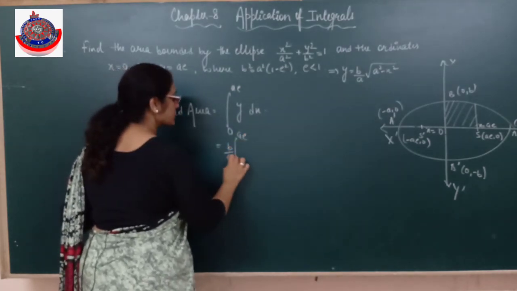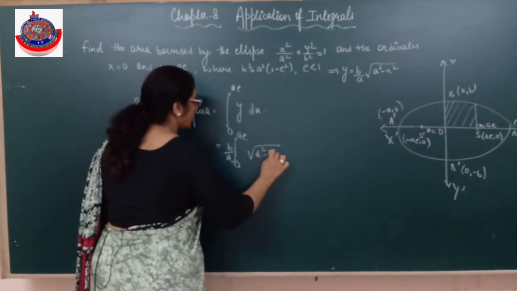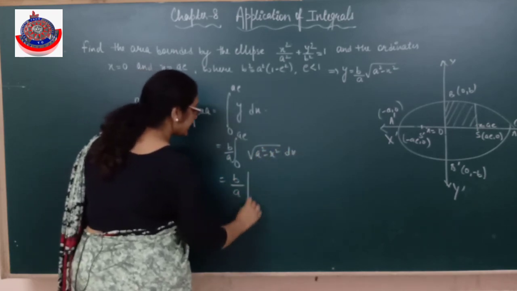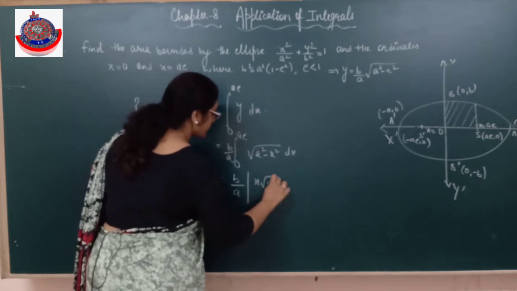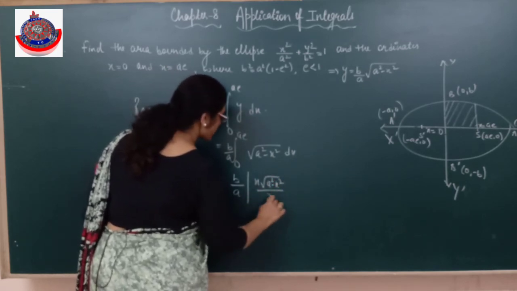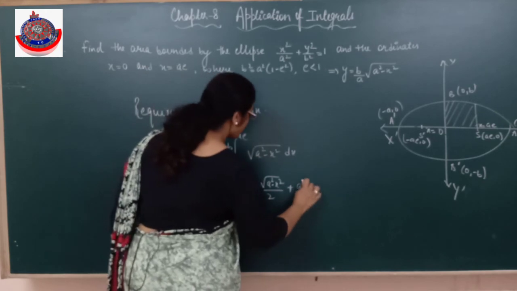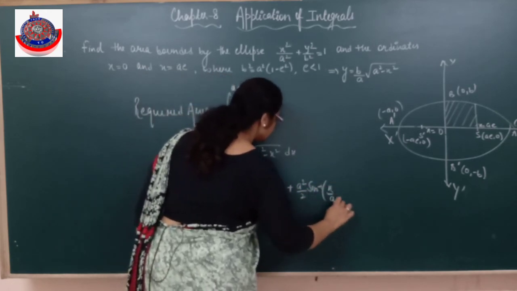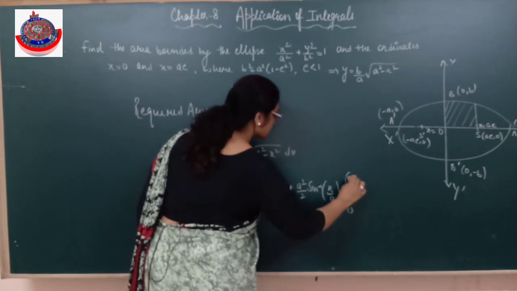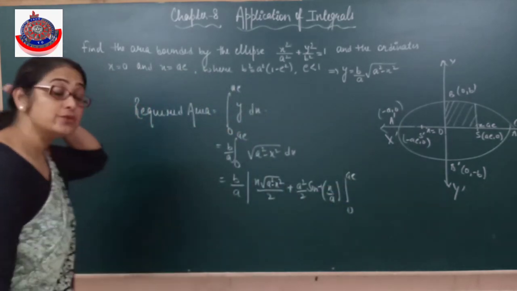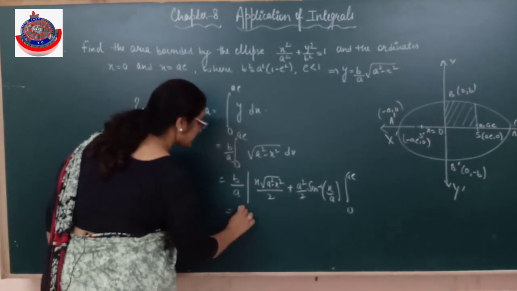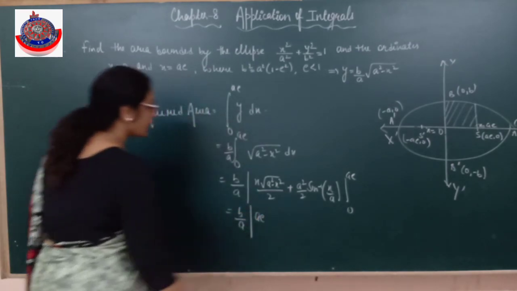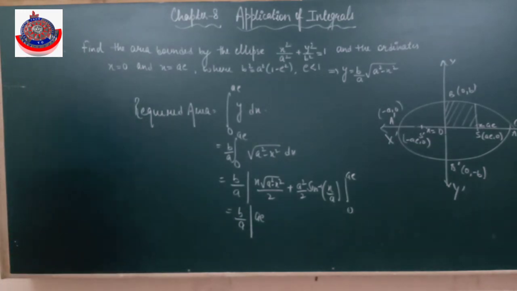B by a is a constant, it will go out. So again and again the same formula we are getting. I told you the same formula we will be getting. X into under root a square minus x square by 2 plus a square by 2 sine inverse x by a. Put the values. AE, we can find the value of AE from here.